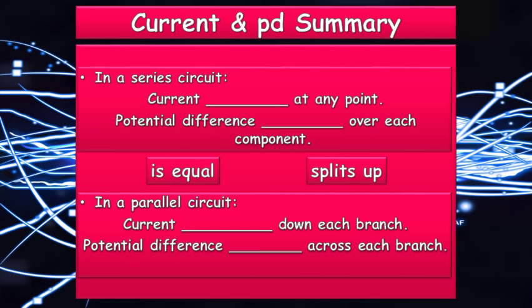Okay, and finally, in a series circuit, current is equal or splits up? It's going to be equal. Current is equal, and potential difference splits up. Whereas in a parallel circuit, current splits down each branch, and potential difference is equal across each branch. And those are the two rules when it comes to parallel and series circuits in terms of current and PD/voltage in a circuit.